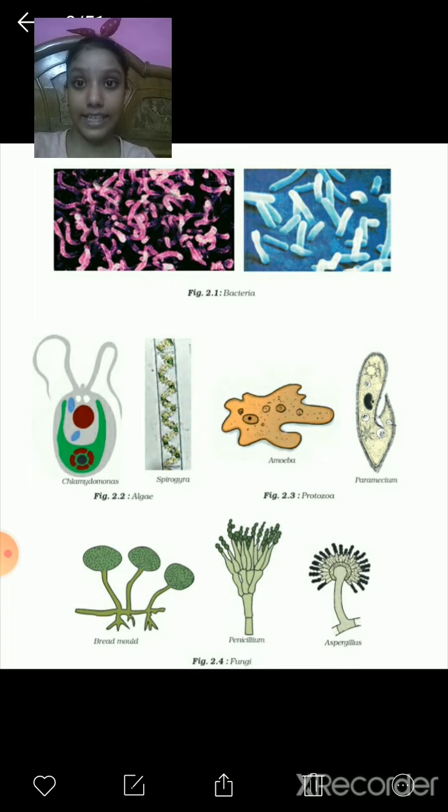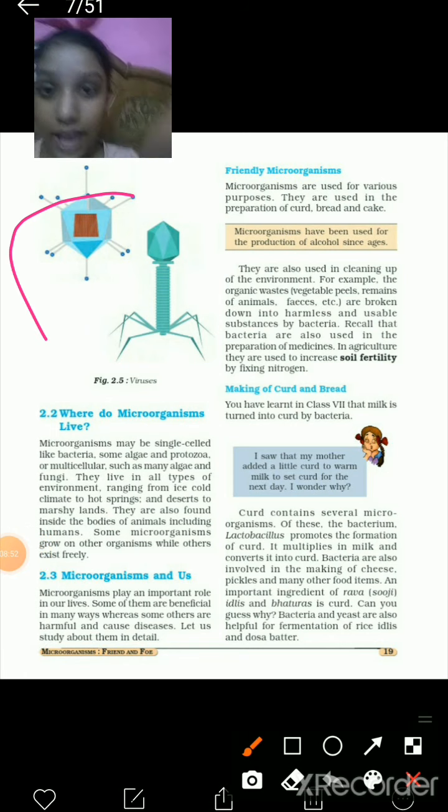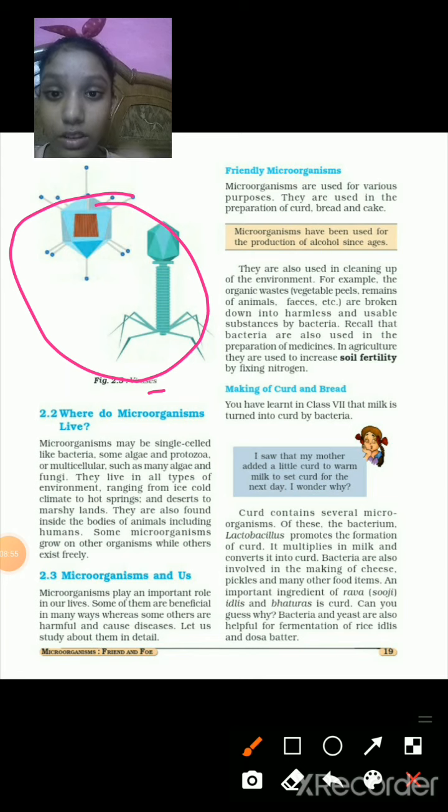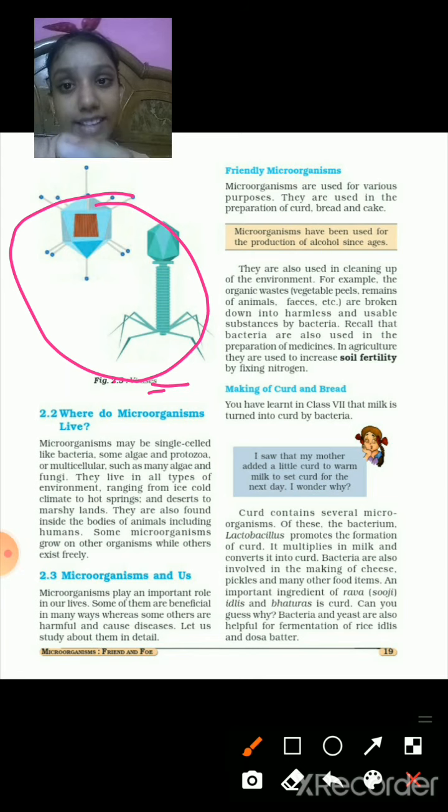Let's move on to the next page. We have to just cover up this page, till where do microorganisms live. So let's cover it fast. Here are two diagrams showing two viruses. In the NCERT book also these two names are not mentioned, so if any one of you can find out, please comment down below.